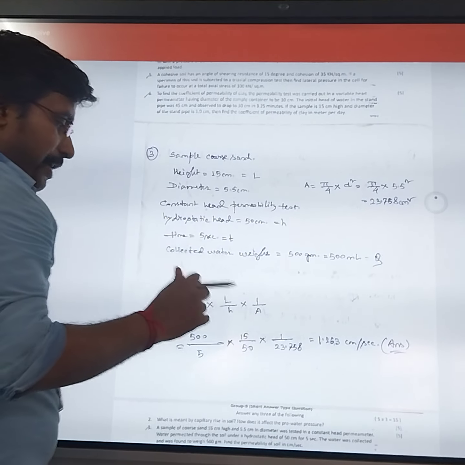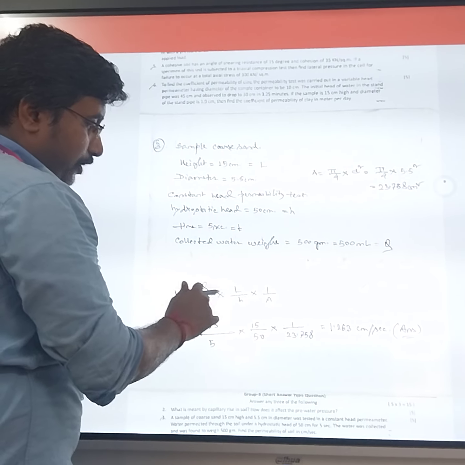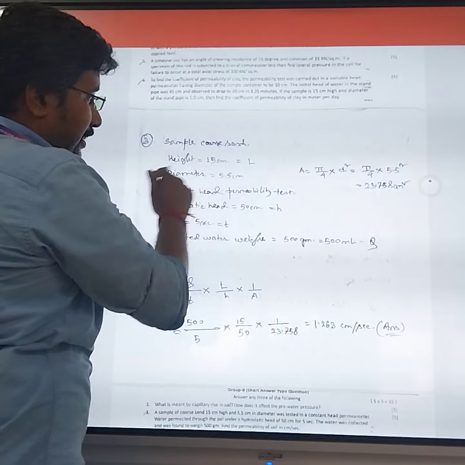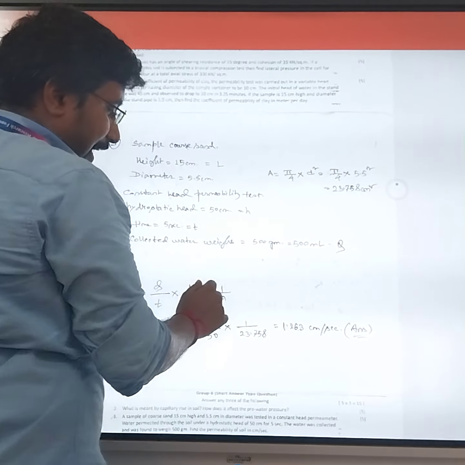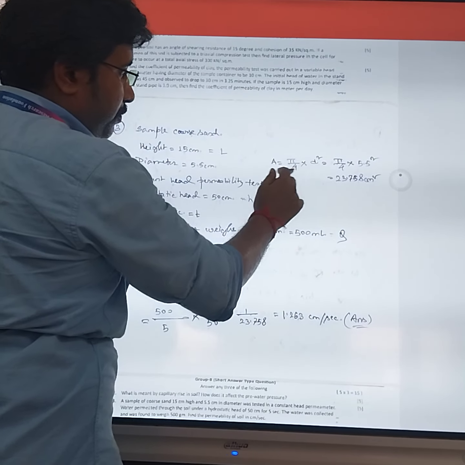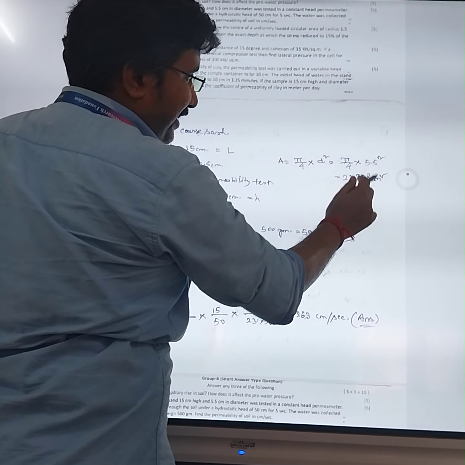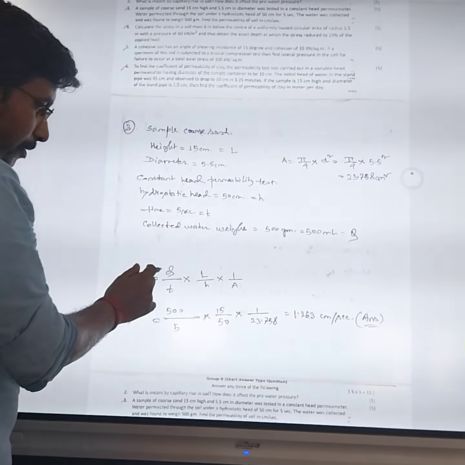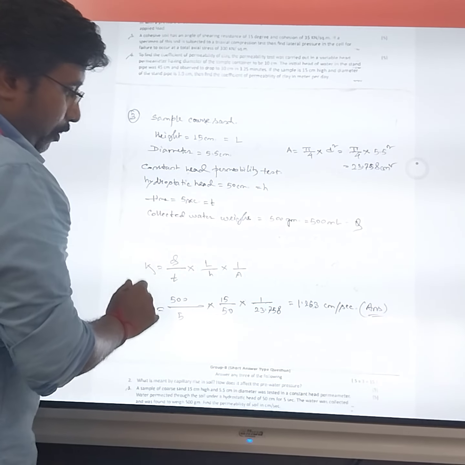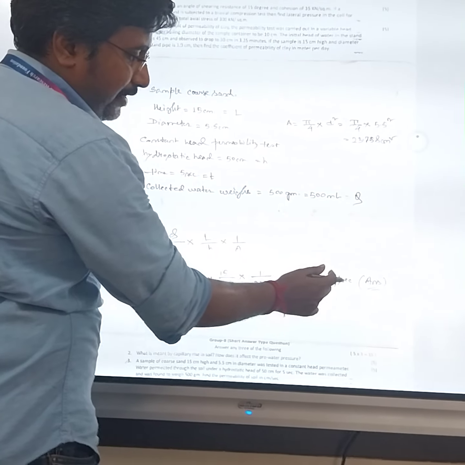For the constant head permeability test, the formula is K equals Q by t into L by h into 1 by A. From the diameter, we have to calculate A, which will be pi by 4 into d square. By using this formula, we get the area as 23.758 centimeter square. Putting the values of Q, t, L, h and A, we get the coefficient of permeability equals 1.263 centimeter per second.